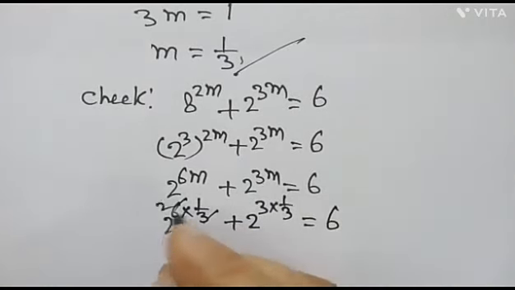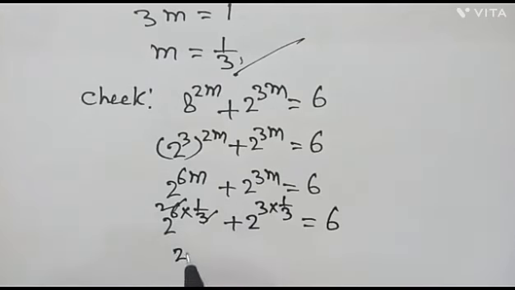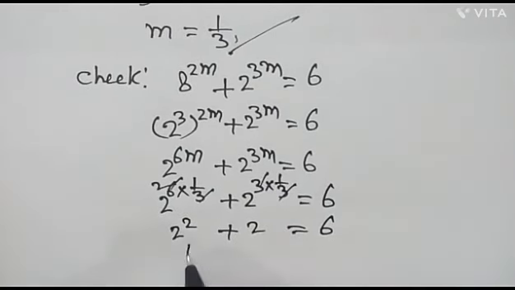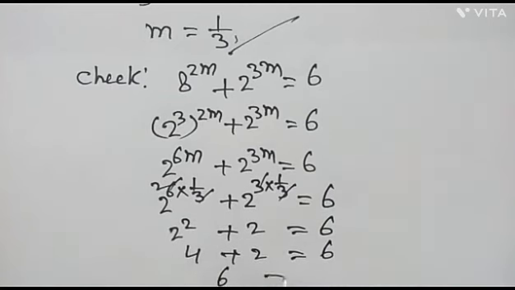So 2 square plus 2 is equal to 6, right? So 4 plus 2 is equal to 6, or 6 is equal to 6.